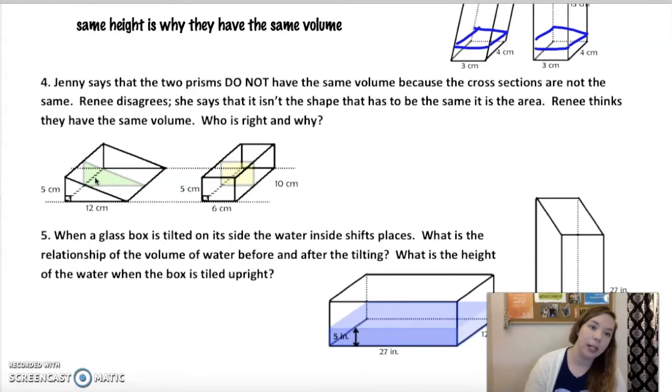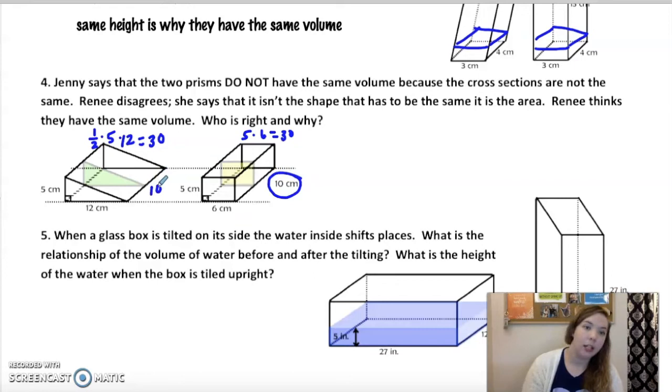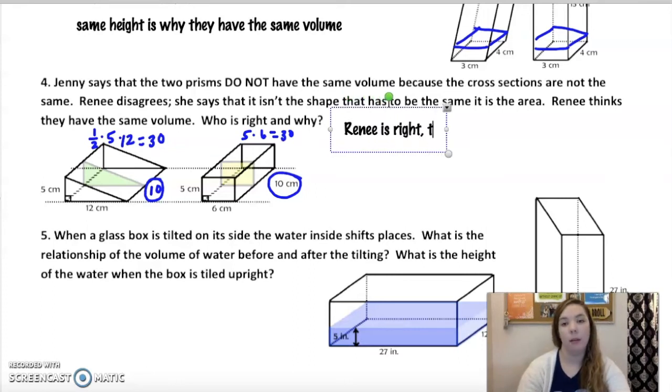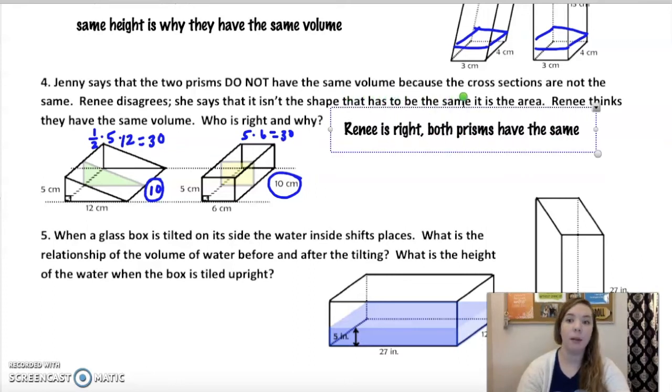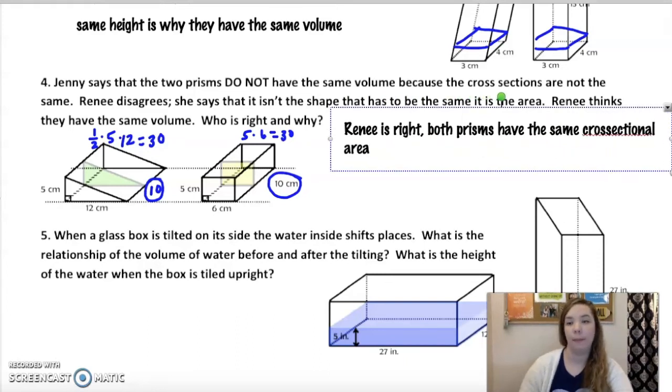So if we talk about our green area right here, I would have 1/2 times 5 times 12, which should give us 30. And here I have, for my yellow rectangle there, 5 times 6 also gives me 30. So since they have the same area of their cross section, and then they're both 10 as their height here, then they would have the same volume. So in this case, Renee is right. Both prisms have the same cross-sectional area.